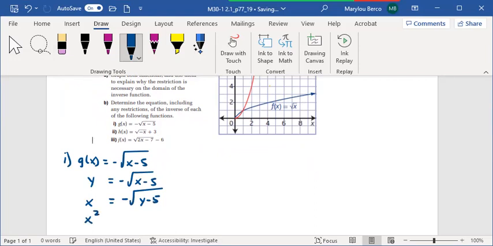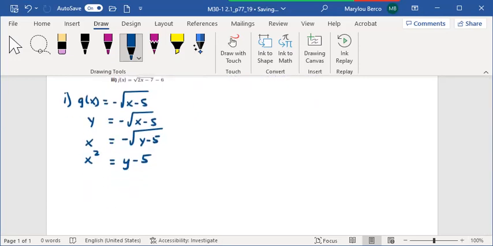Squaring both sides, and we have y = x² + 5. Therefore, the inverse of g(x) is x² + 5 with the restriction x has to be greater than or equal to 0.